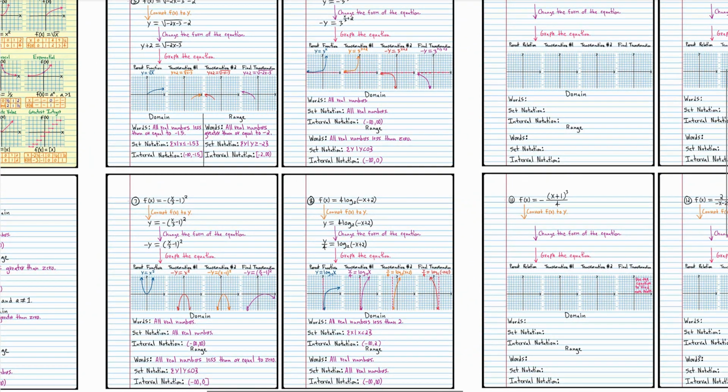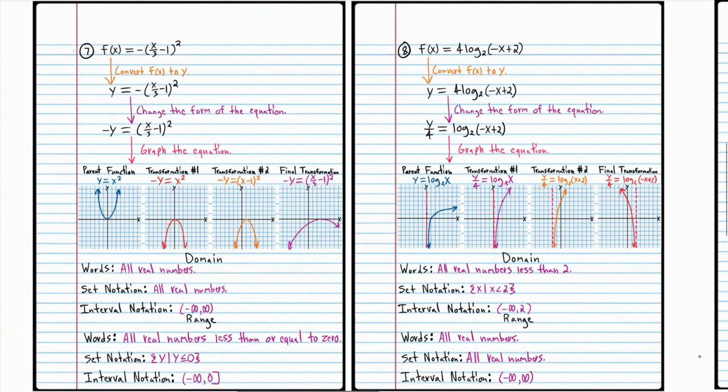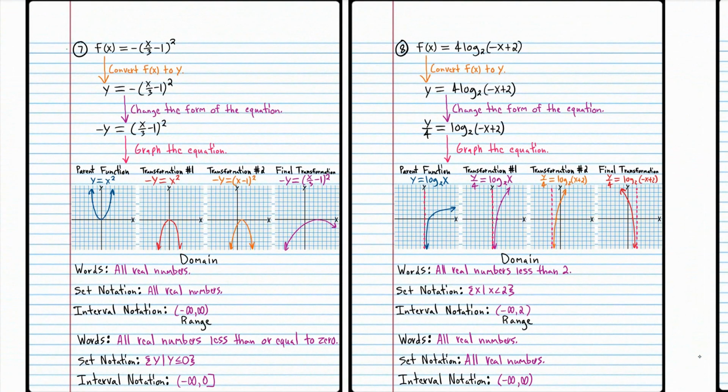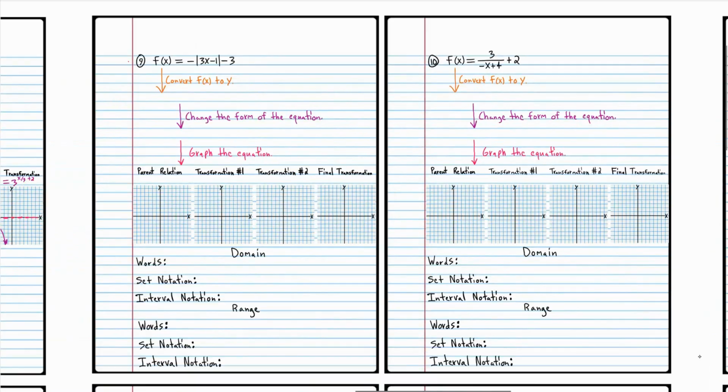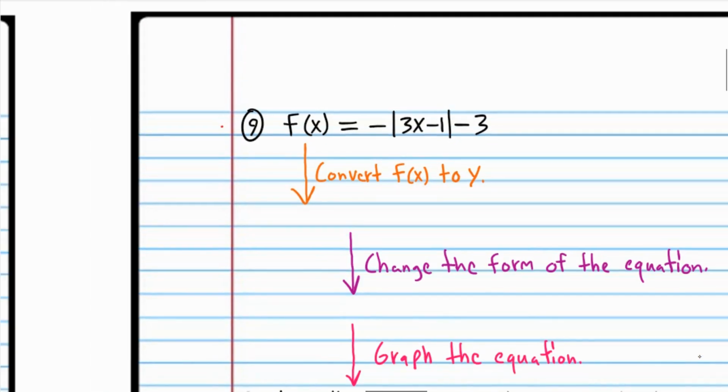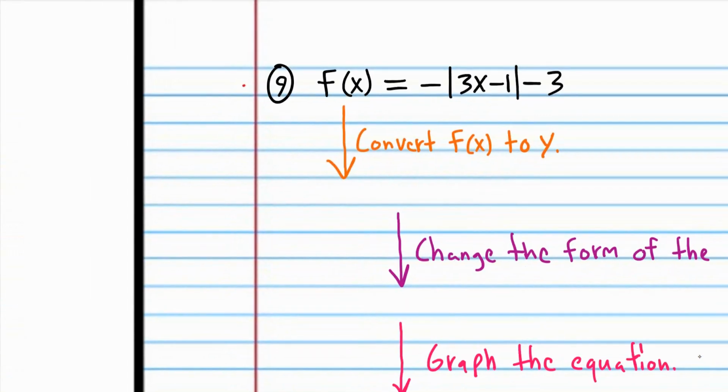But we are killing two birds with one stone because we're reviewing the transformation method, which is extremely important for the math curriculum, and we're also learning how to use graphs to find domain and range of really complicated equations. So let's try number 9 together. This is going to be a little more complicated.